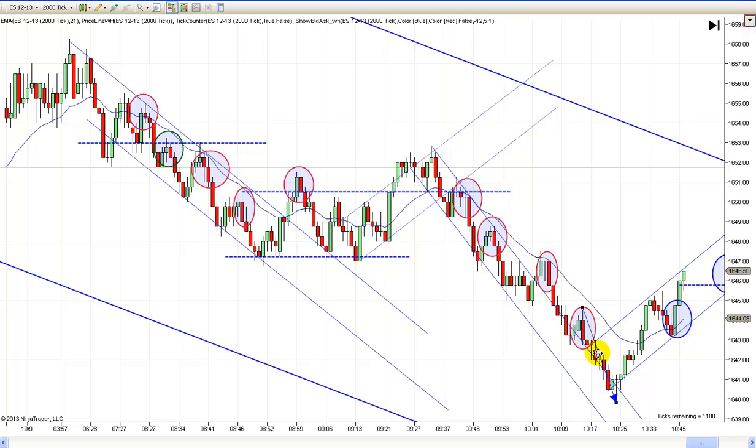And you see it didn't quite get it. It missed it by maybe a tick, but that's close. That's real close. And when you started getting these bars right here, I definitely would have exited.